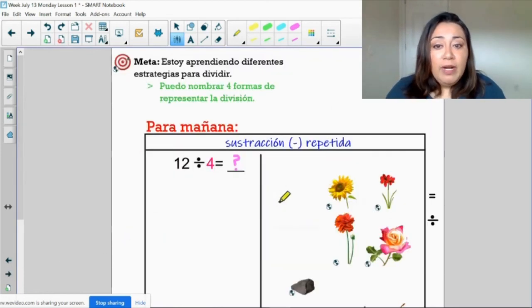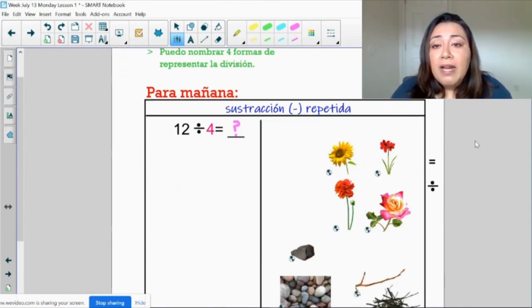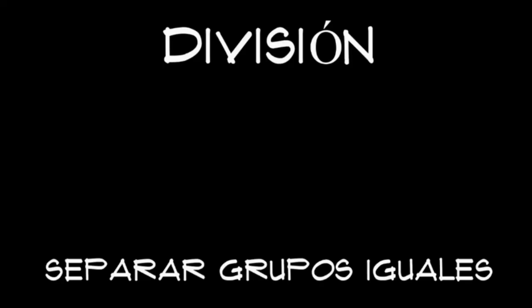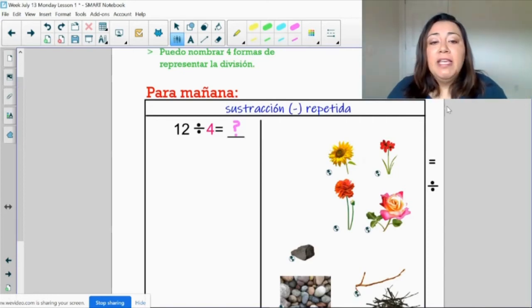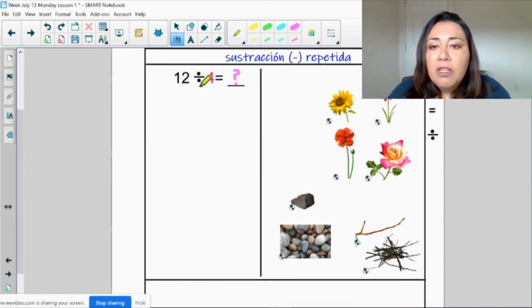Así como es de costumbre, quiero dejarles con algo para que lo intenten ustedes en casa. Para mañana, para representar la división, separar en grupos iguales. Con sustracción repetida, quiero que resuelvan este problema. 12 dividido por 4. El dividendo, el total, son 12 dividido por 4. Pueden ir a caminar, recolectar florecitas, palitos o rocas para ayudarles con un dibujo, pero recuerden que van a restar grupos iguales de 4. Y mañana nos juntamos de nuevo para ver los resultados.